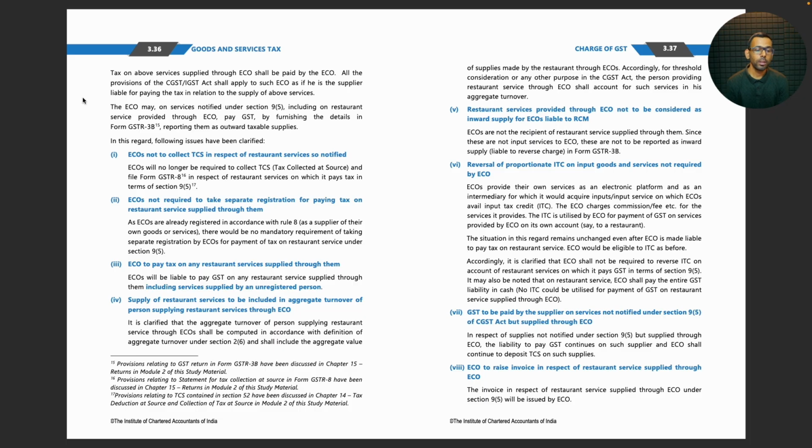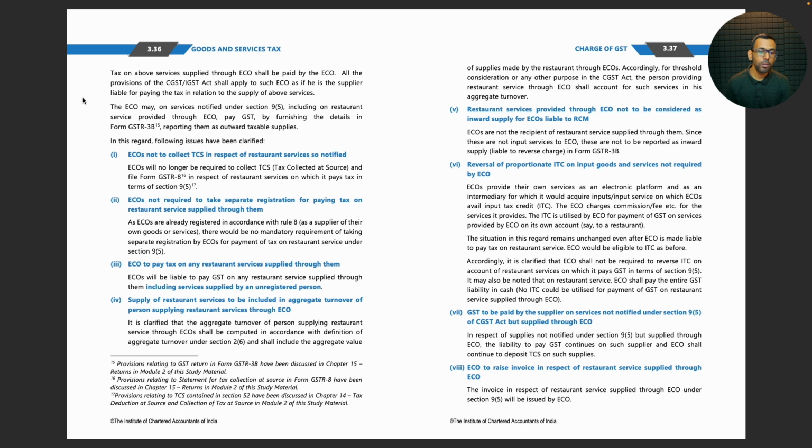ECOs not to collect TCS in respect of restaurant services so notified. ECOs will no longer be required to collect TCS and file form GSTR 8 in respect of restaurant services on which it pays tax in terms of section 9 subsection 5.